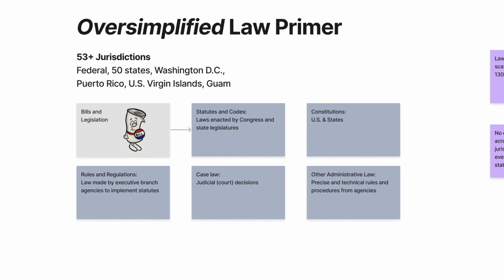There's also case law, which is judicial or court decisions that also have the power of law. And then more obscure are administrative laws. So these are precise technical rules that become procedures in order for the government to operate. They're a little bit harder to find, a little bit more obscure for most people.